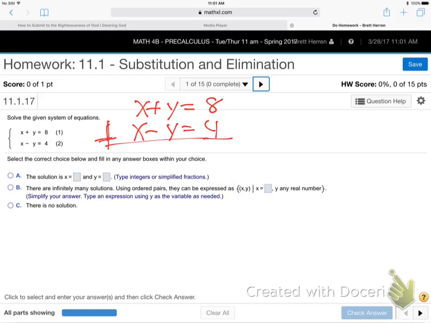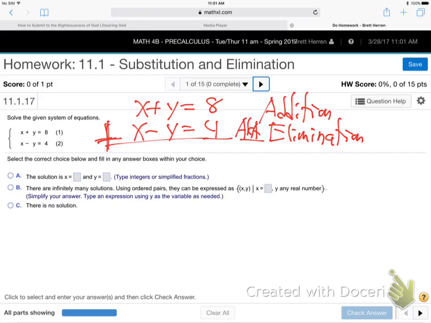It's called the addition method because you're adding the equations. It's also called the elimination method, because when you add them, look what happens to the y's. Positive y and negative y make 0, gone, bye-bye y. Which is what we want to happen, right? So I'm just adding vertically: x and x, positive y and negative y, 8 and 4, straight up and down.